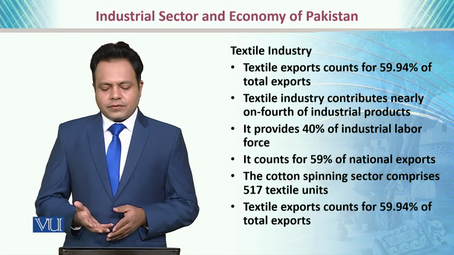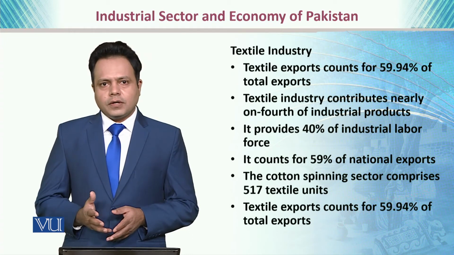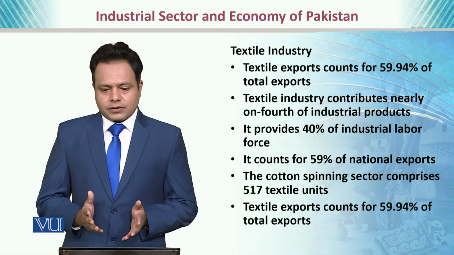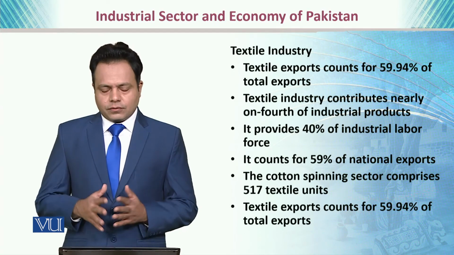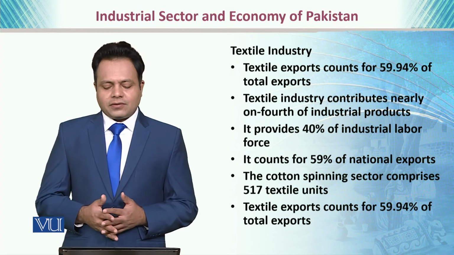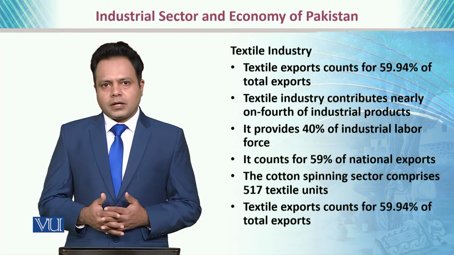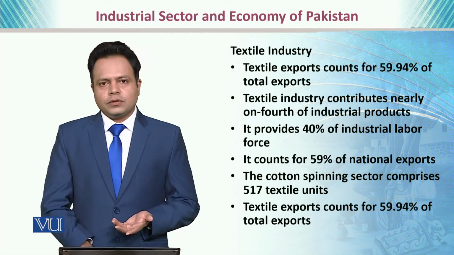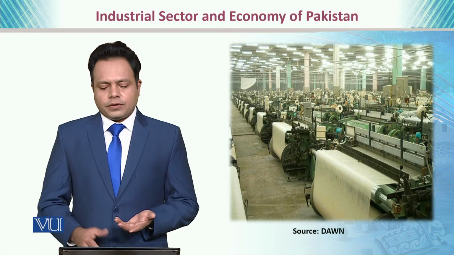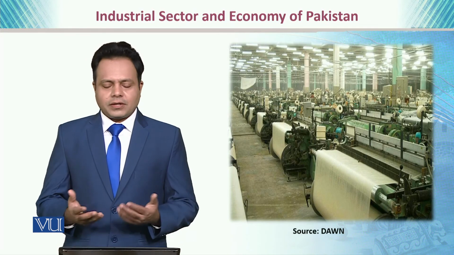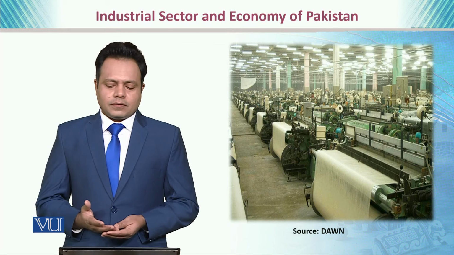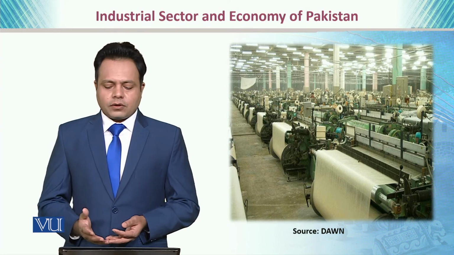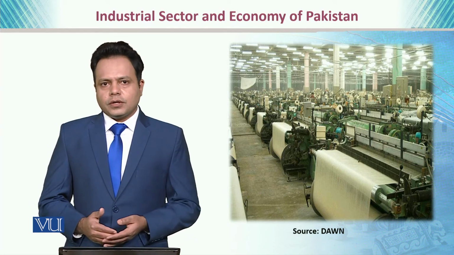The cotton spinning sector comprises more than 500 textile units throughout Pakistan, and textile export accounts for almost 60% of the total export. So here is one of the textile units where the cotton is being converted into clothing.